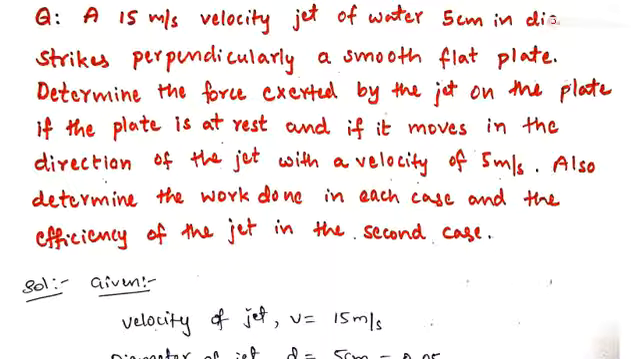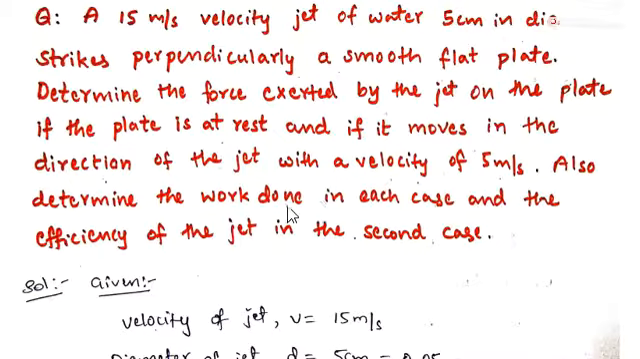Now here we are seeing a problem from the topic impact of jets on vanes. A 15 meter per second velocity jet of water, 5 centimeter in diameter, strikes perpendicularly on a smooth flat plate. Determine the force exerted by the jet on the plate if the plate is at rest and if it moves in the direction of jet with a velocity of 5 meters per second.